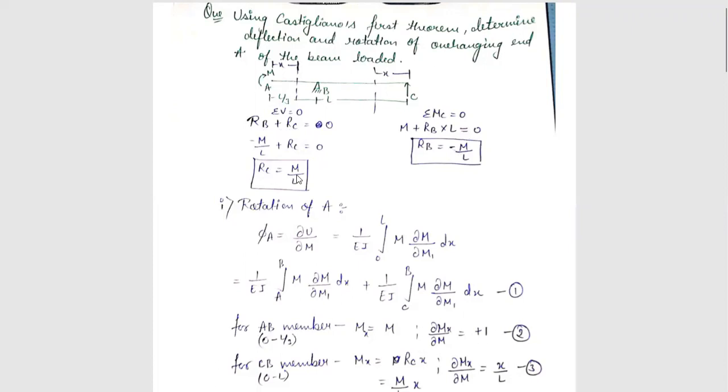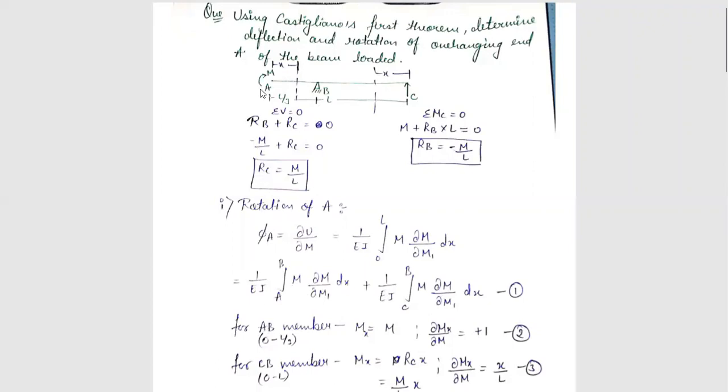Firstly, we calculate the rotation of A, which is given by the formula phi A equals del U upon del M equals 1 upon EI, integral 0 to L, M del M upon del M1 dx. But here there are two sections. The first section is AB and the other section is CB. So the formula will be 1 upon EI, A to B section, M del M upon del M1 dx, plus 1 upon EI, C to B section, M del M upon del M1 dx. Put this as equation number 1.